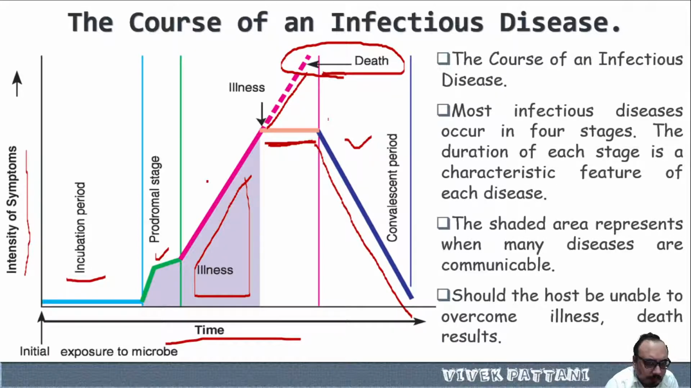So in the course of an infectious disease, most infectious diseases occur in 4 stages. The duration of each stage is a characteristic feature of each disease. The shaded area represents the period when many diseases are communicable, and should the host be unable to overcome the illness, death results. The host must be able to overcome the illness.